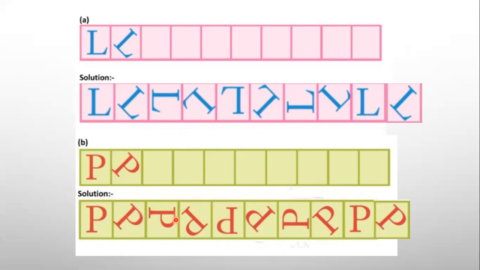Here 45 plus 45, 90. 90 plus 45, 135. Yes, 180-degree, it will be looking upside down. Again, after 180-degree, that is, in the 8th figure, it will be looking like the original P. Okay, children? By this, today's session is completing.